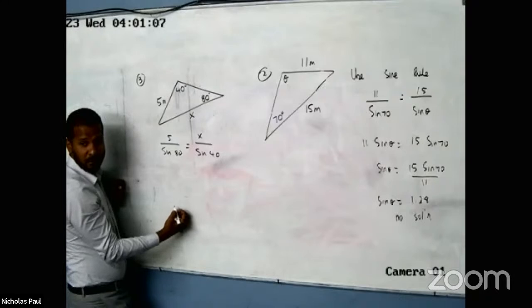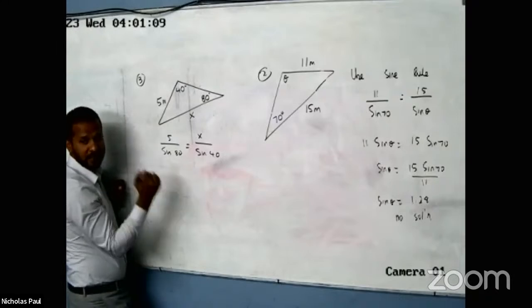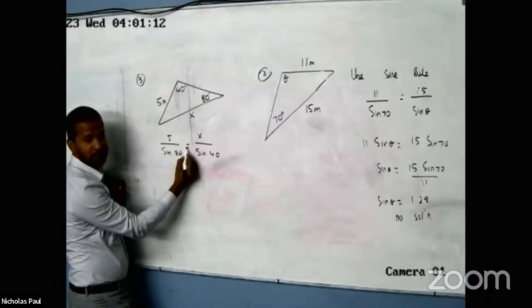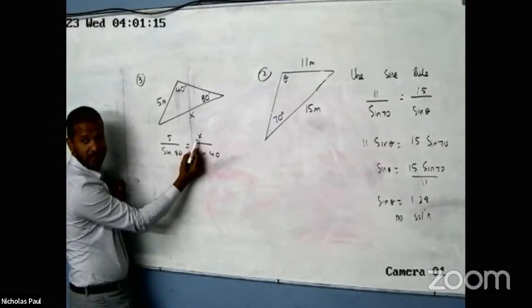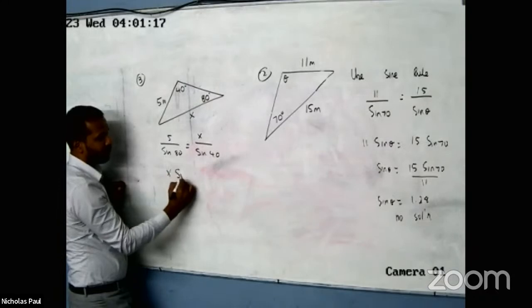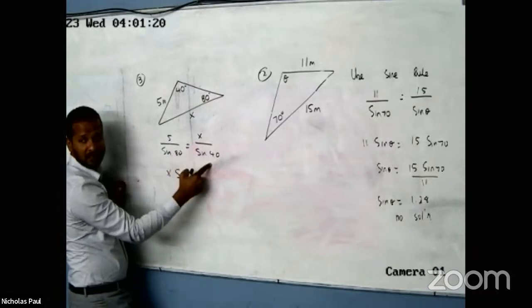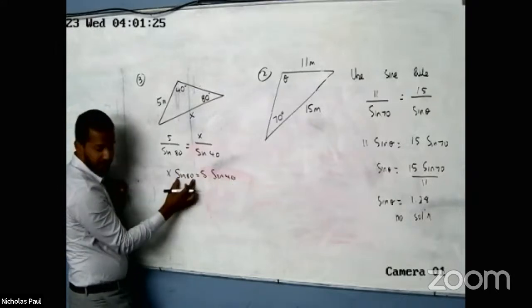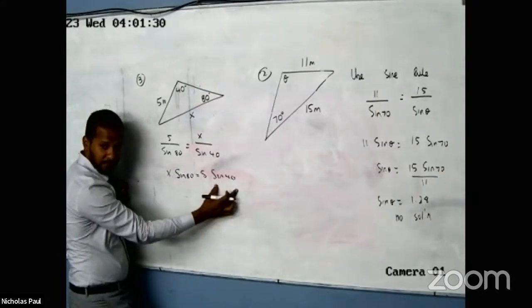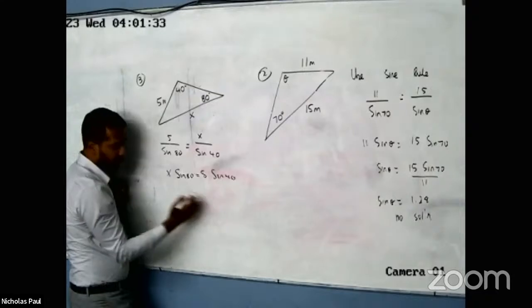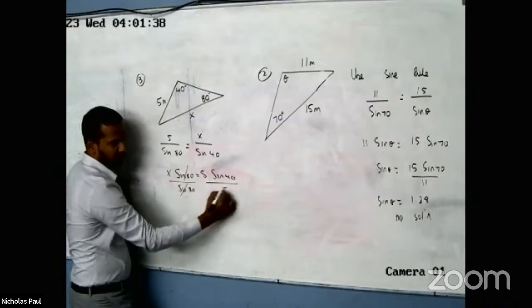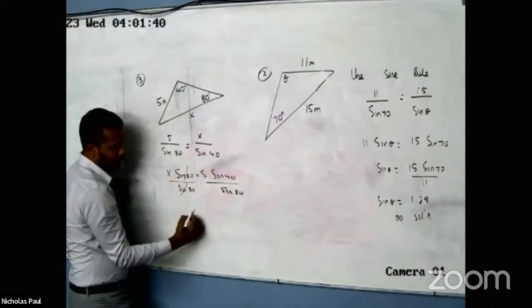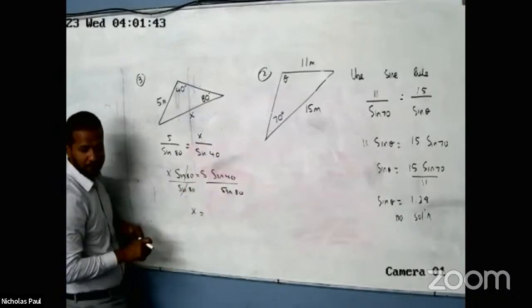That's okay? Yep. Then what's the next step? Cross multiply. There you go. You want to make x the subject, right? So x times sine 80 equals 5 times sine 40. You try to make x the subject. So you want to move this, right? Moving this here. So technically dividing both sides by sine 80. So x is equal to this value here.